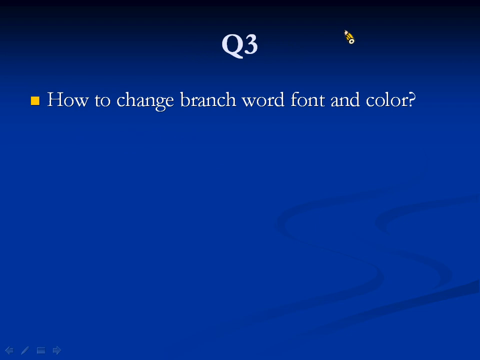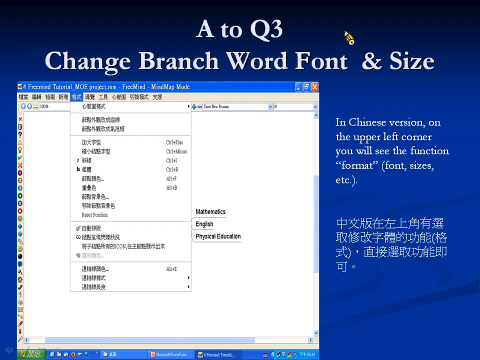Question number 3. How to change branch word font and color? Or actually you can also change theme word font and color by using those functions. The answer is, on the upper left corner you will see this function here, and you click Format and you will see this drop down menu, and from this drop down menu you can just choose something, for example like enlarge sizes, choose something that you want to change, and that's it.